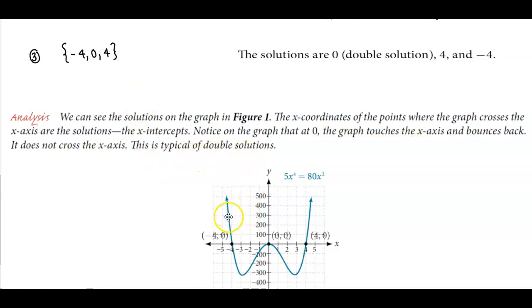This is typical of double solutions. So here, starting from the left, we pass through the first x-intercept, which is negative 4, 0, and then we come back up, and then it bounces. That's because it's a double solution, because we have 2 solutions that are at 0. So that tells us to bounce, and then it comes back going through our other x-intercept at 4, 0.